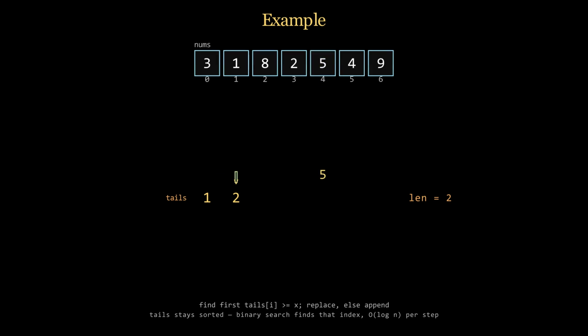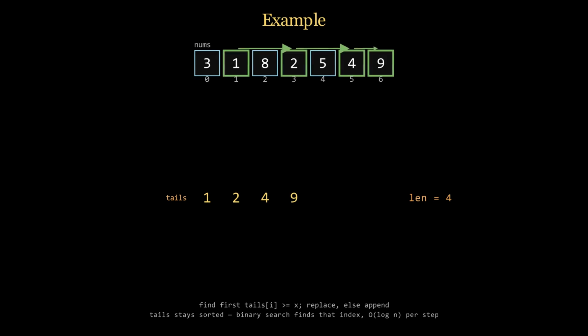Index 4, value 5, bigger than every tail, so we append. Length is now 3. Index 5, value 4, first tail at least 4 is 5 at index 2. Replace it, tails becomes 1, 2, 4. Index 6, value 9, bigger than every tail, so we append. Length is now 4, the LIS length.